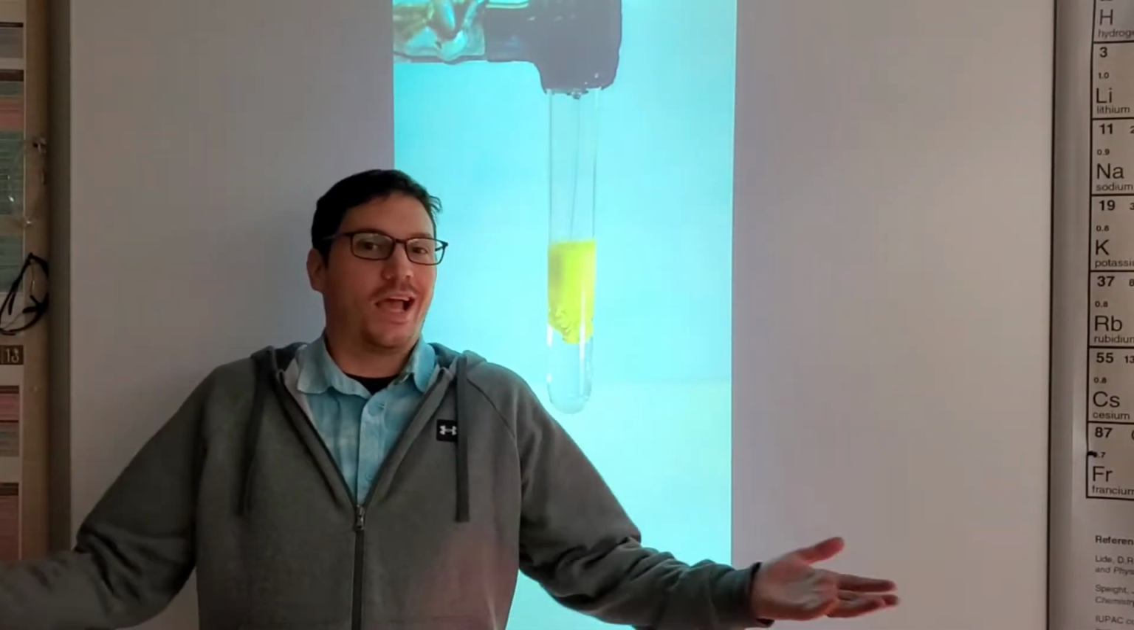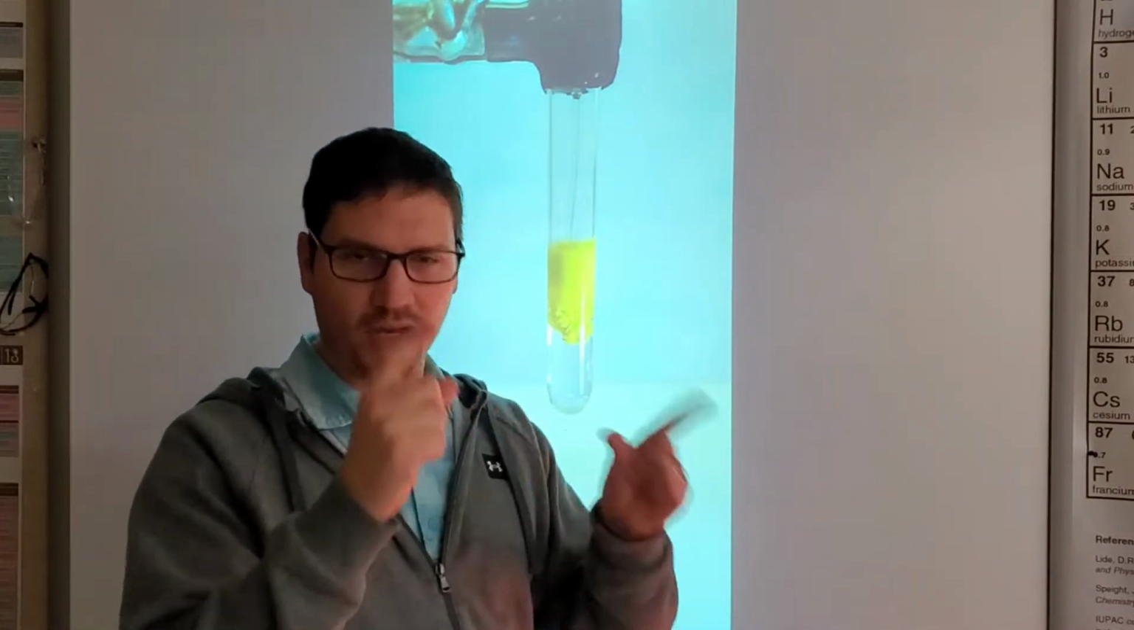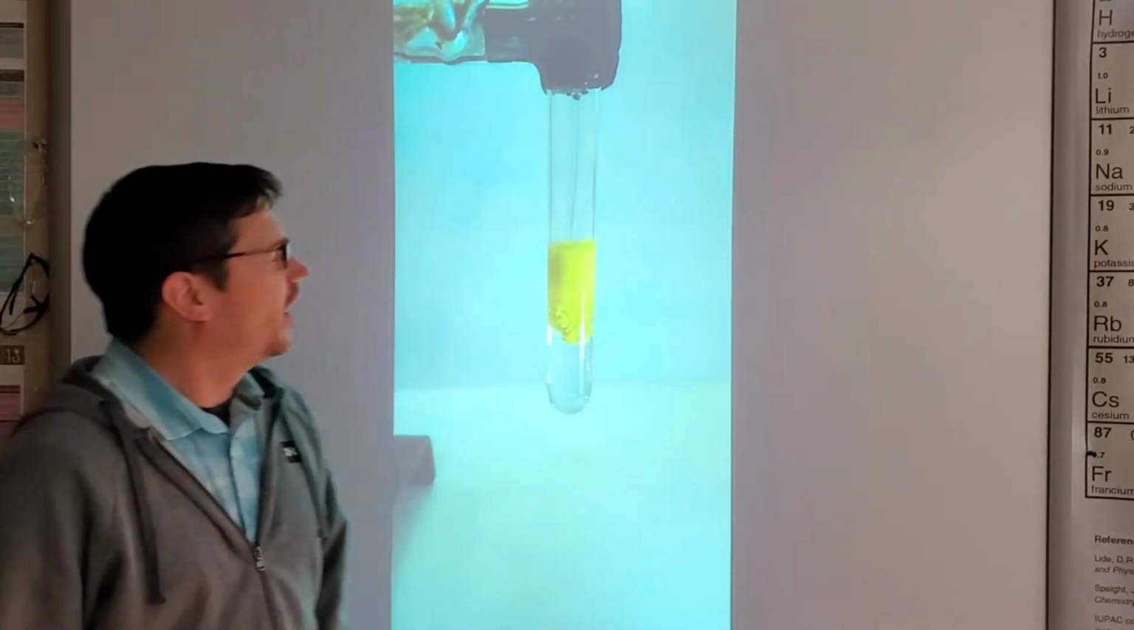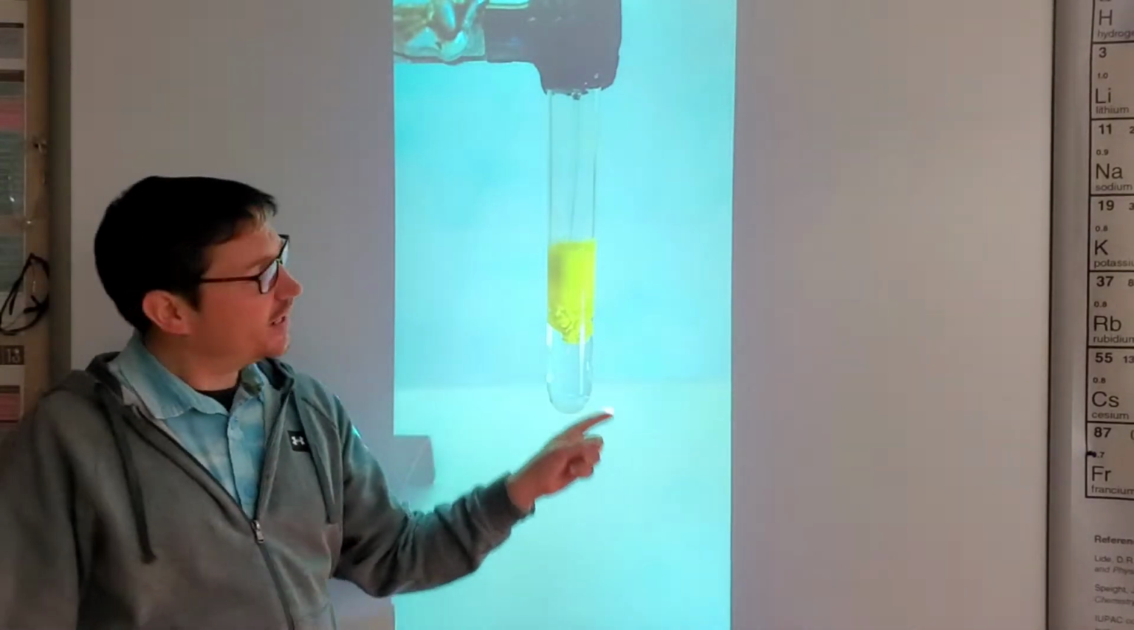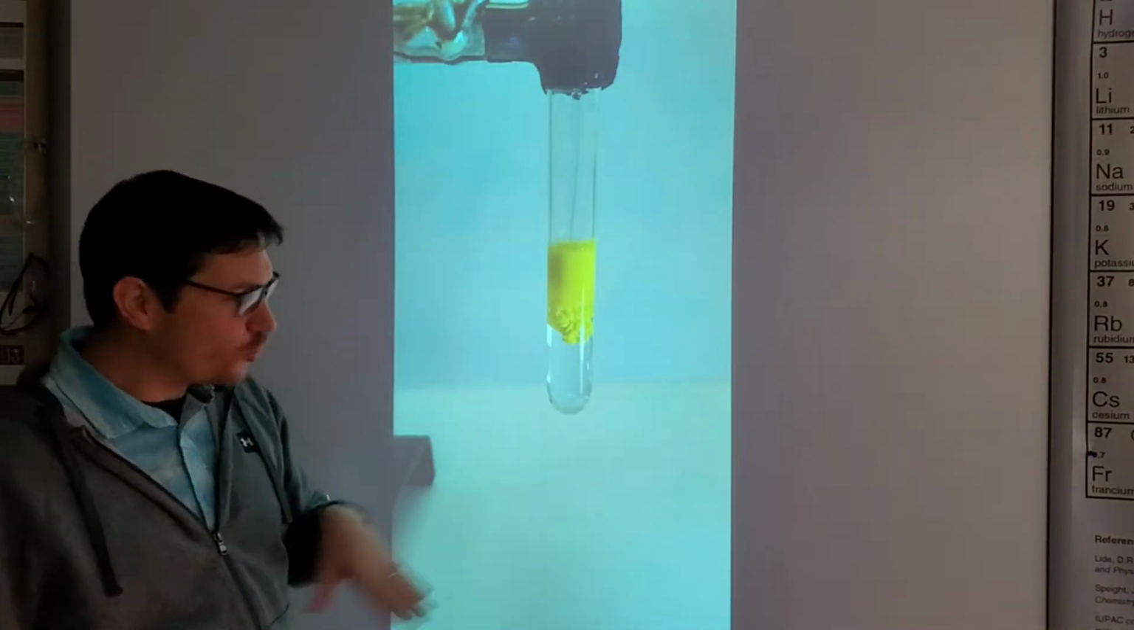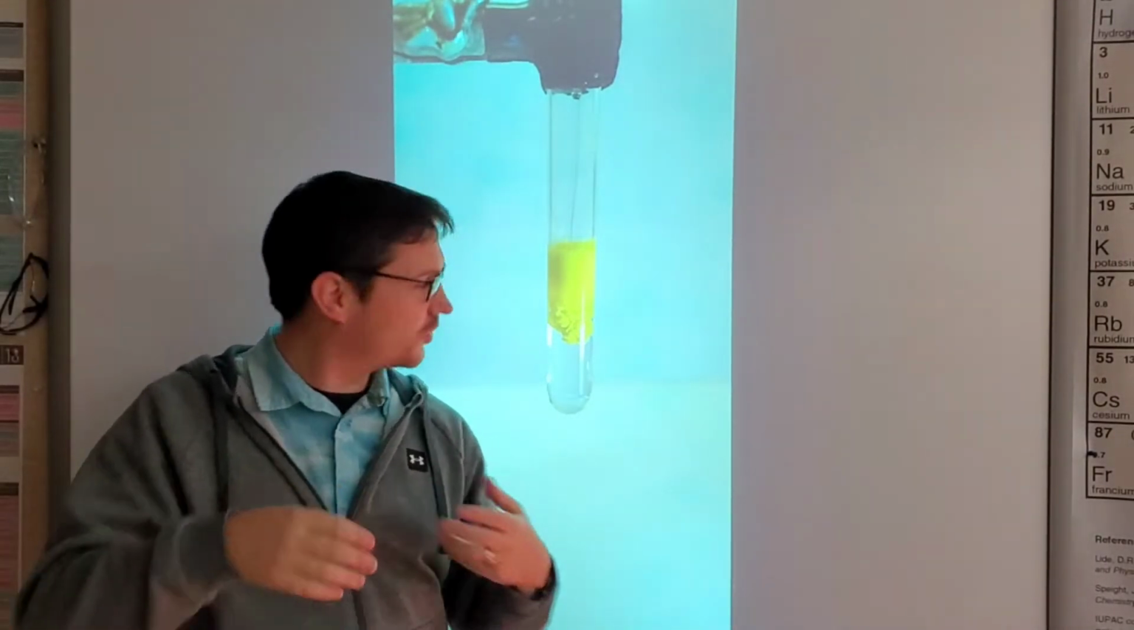Okay, hopefully that was a kind of enjoyable clip, even though it was a really short video. But what we've got here, we've got the lead 2 nitrate being added to the potassium iodide, and you can see this yellow cloudy stuff going on.